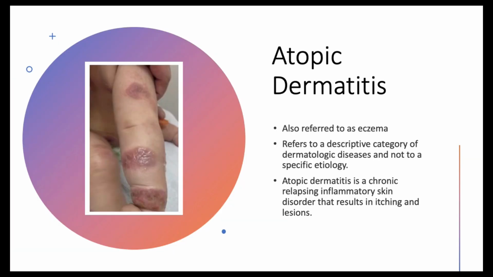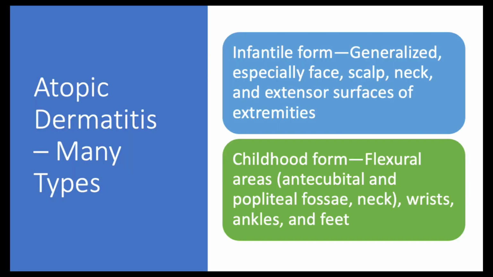The last condition we'll talk about today is atopic dermatitis, which is also referred to as eczema. There are many different kinds and categories of eczema, but they all relate back to chronic inflammation. Two examples of the types of eczema include infantile form and childhood form.